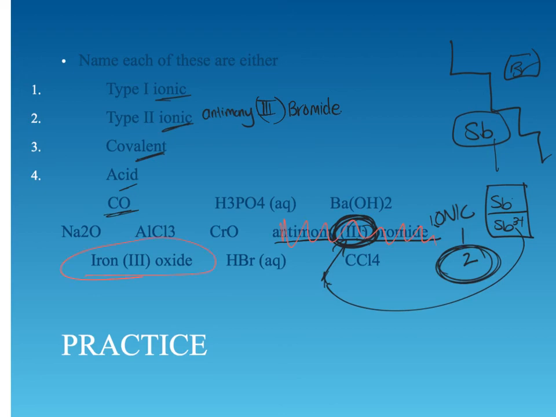Okay, next one is iron 3 oxide. I picked that one because I just went through the rules and I see the 3. If I look at iron's box, I'll see that iron can be 3 positive, or it can be 2 positive. So that means that iron 3 oxide is also a type 2. Okay, next. Oh, I see it has an AQ on it, and it has a hydrogen at the front. That means that it's an acid.